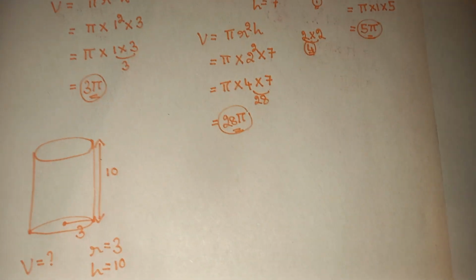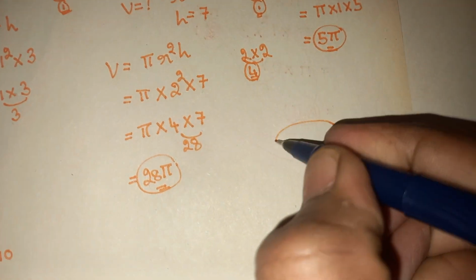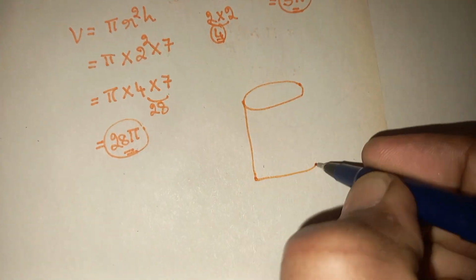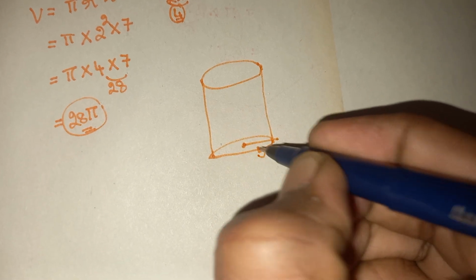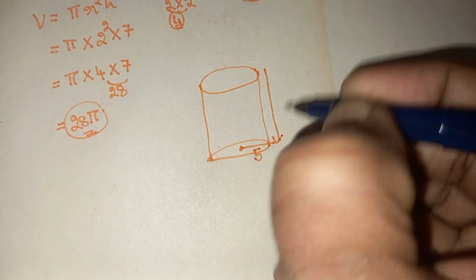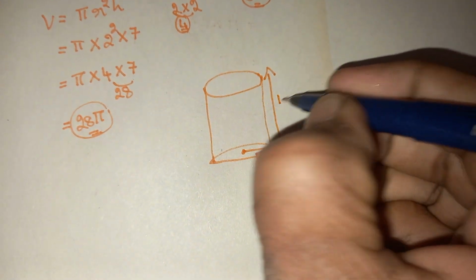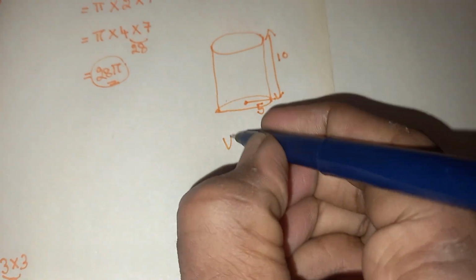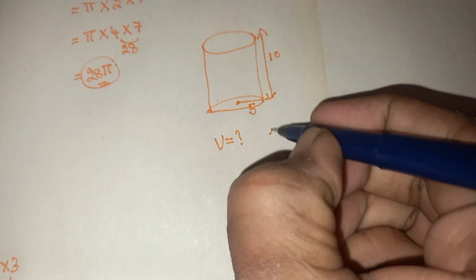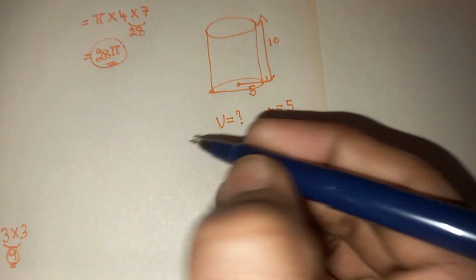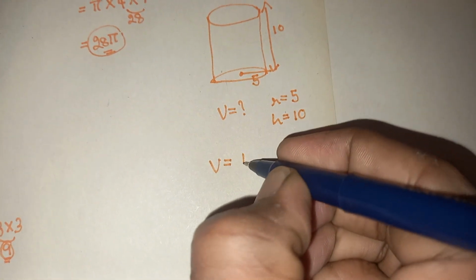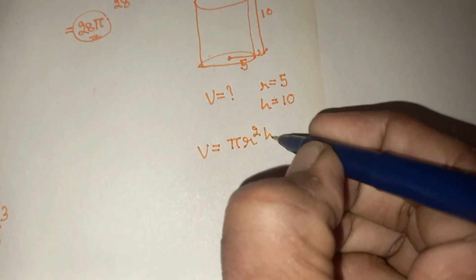Let's take another cylinder. Here they have given the final cylinder. In this final cylinder, they are telling us that the radius of the cylinder is 5 units and the perpendicular height is 10 units. Here also you need to find the volume. Radius is 5 units and the perpendicular height is 10 units. The volume of the cylinder can be written as pi r square h.